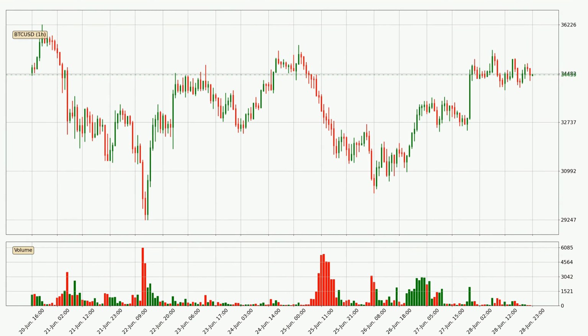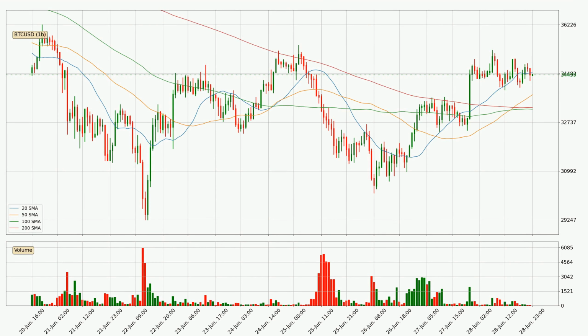Looking at the Bitcoin hourly time frame, the price moved only slightly to the downside with around 1.0% in the last 24 hours, with a current price of $34,439. Looking at the hourly simple moving averages, the current price is between the 50 and the 20 SMA.